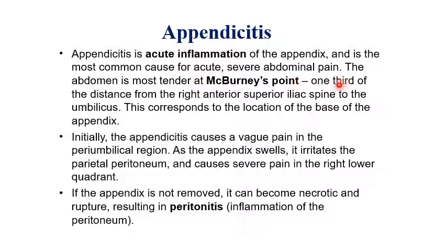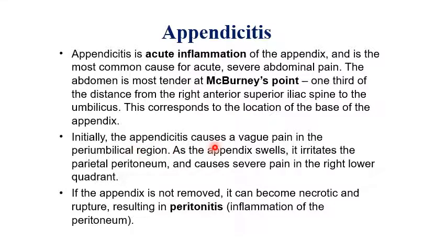McBurney's point is 1/3 of the distance from the right anterior superior iliac spine to the umbilicus, at the junction of the lateral 1/3 and medial 2/3. So here lies the base of the appendix, and if we press this point, there will be tenderness at this point. So this is the clinical sign of appendicitis.